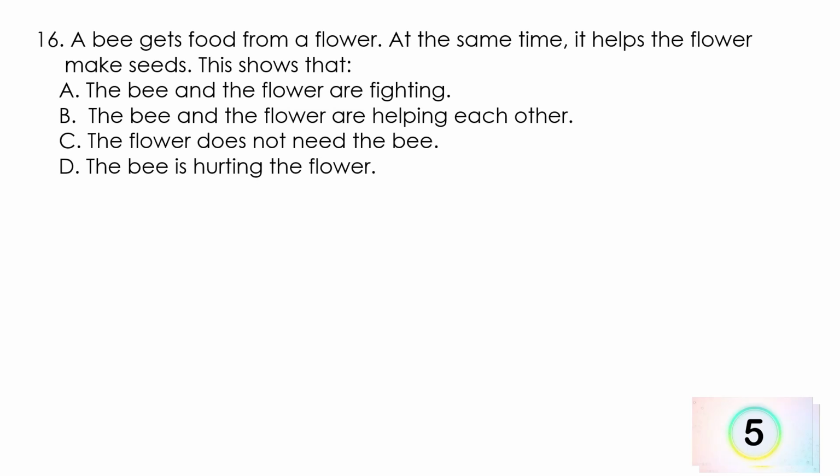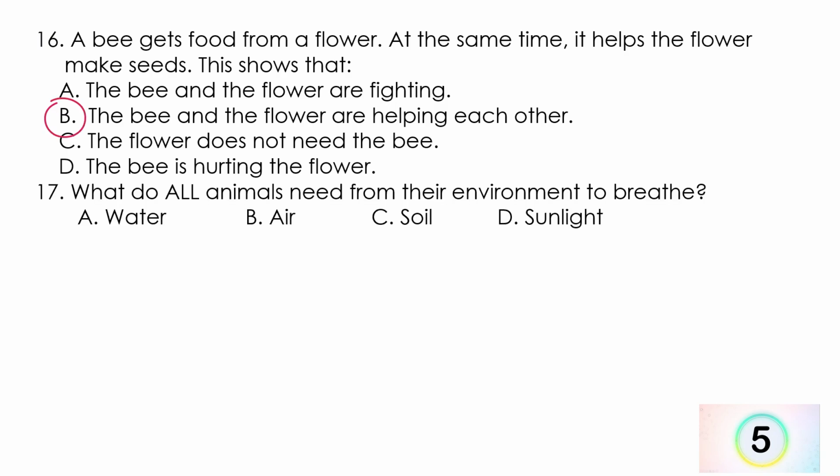16. A bee gets food from a flower. At the same time, it helps the flower make seeds. This shows that A, the bee and the flower are fighting. B, the bee and the flower are helping each other. C, the flower does not need the bee. D, the bee is hurting the flower. It's letter B, the bee and the flower are helping each other.